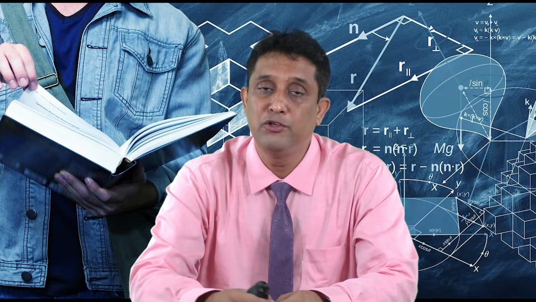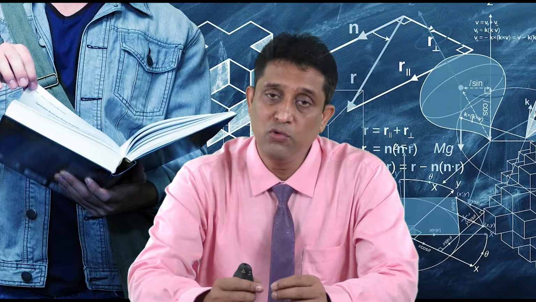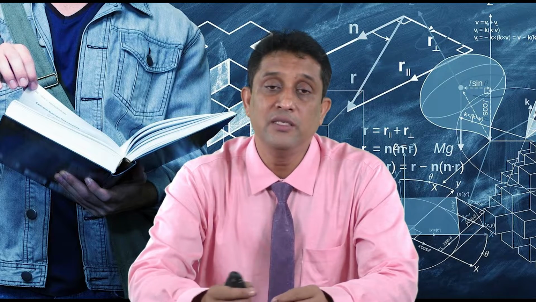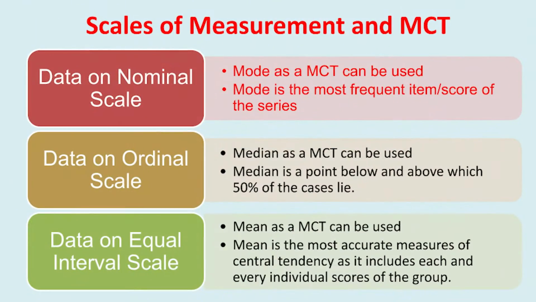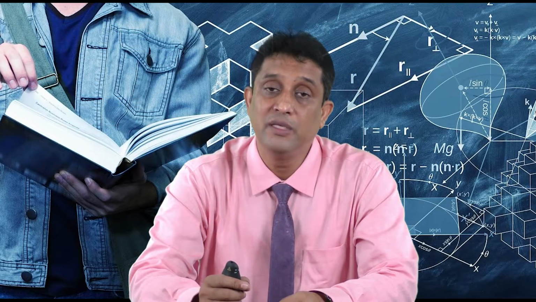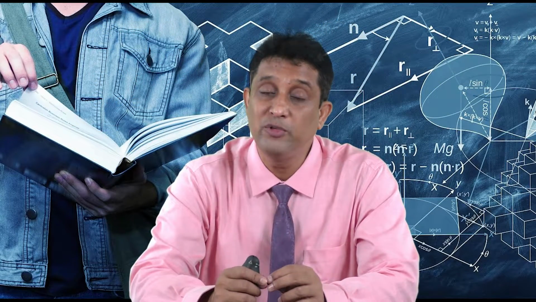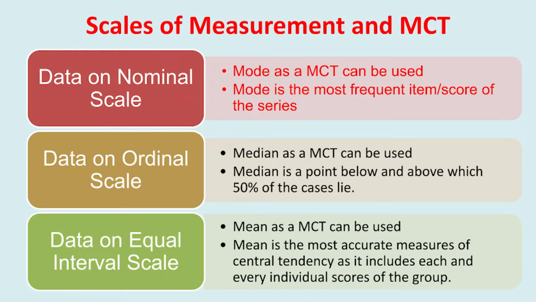Further, I have already discussed earlier, and just to recapitulate, the scales of measurement and measures of central tendency. As you know, median is used when the data is in ordinal scale, and mean is used when the data is in equal interval scale. But we can use mode when the data is in nominal scale.